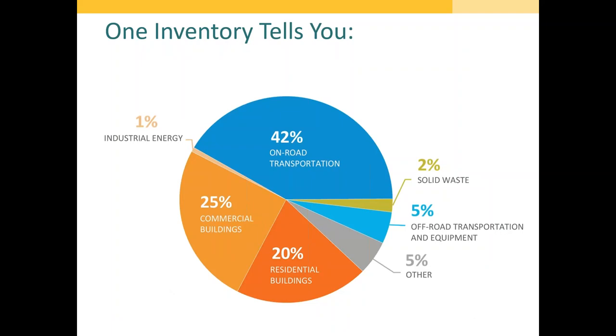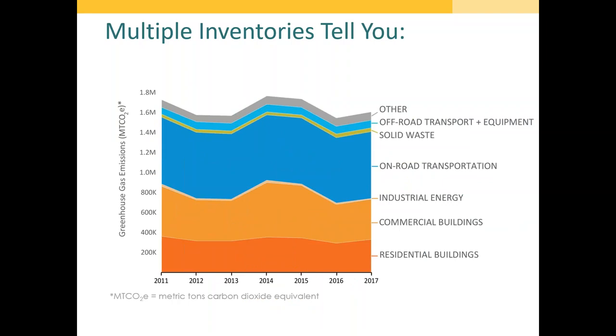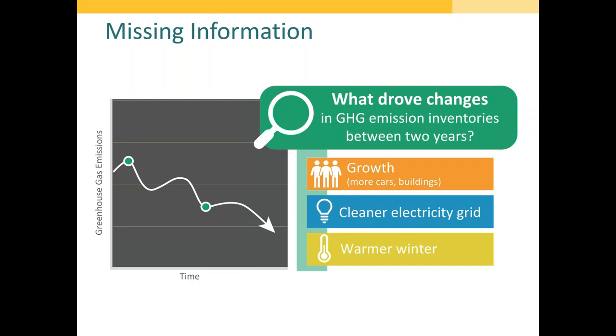So again, one inventory can tell you where your emissions are coming from in one particular year. Next slide. And multiple inventories can show you how those emissions are changing over time. Next slide. But there's still some missing information there about what drove those changes. You may see changes go up and down from one year to the next, but not really understand all the different factors that are responsible for those changes. So that was really the motivation behind this contribution analysis project, to dig deeper and see what we could understand about the changes between two inventory years.